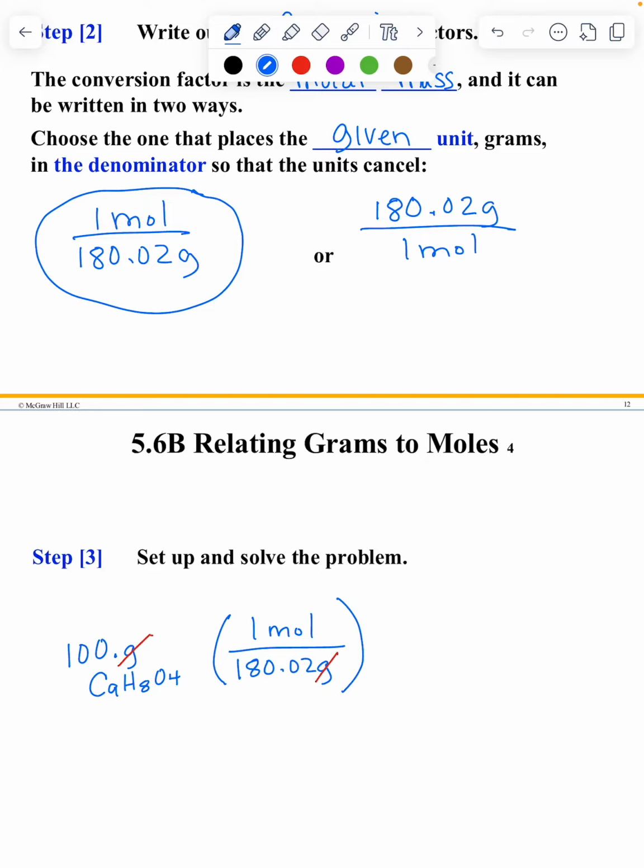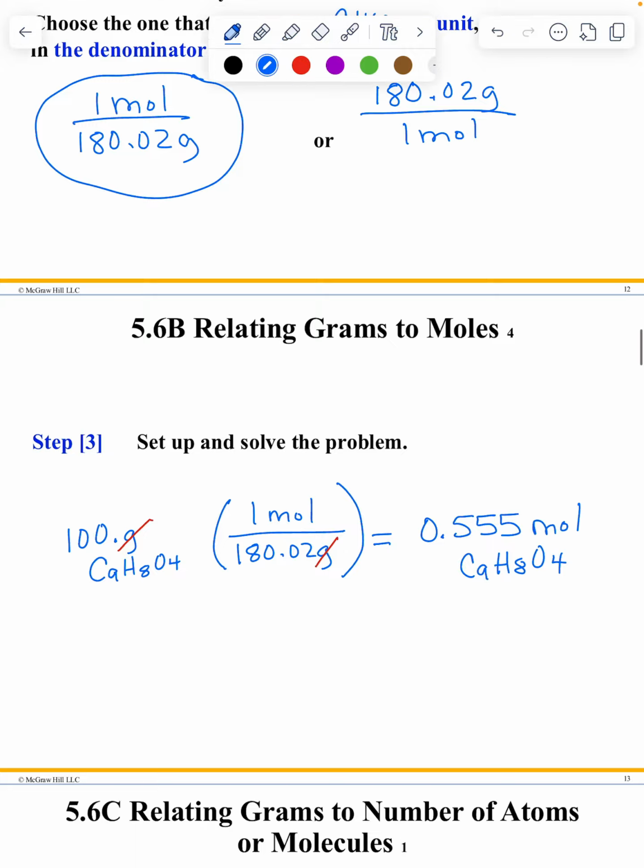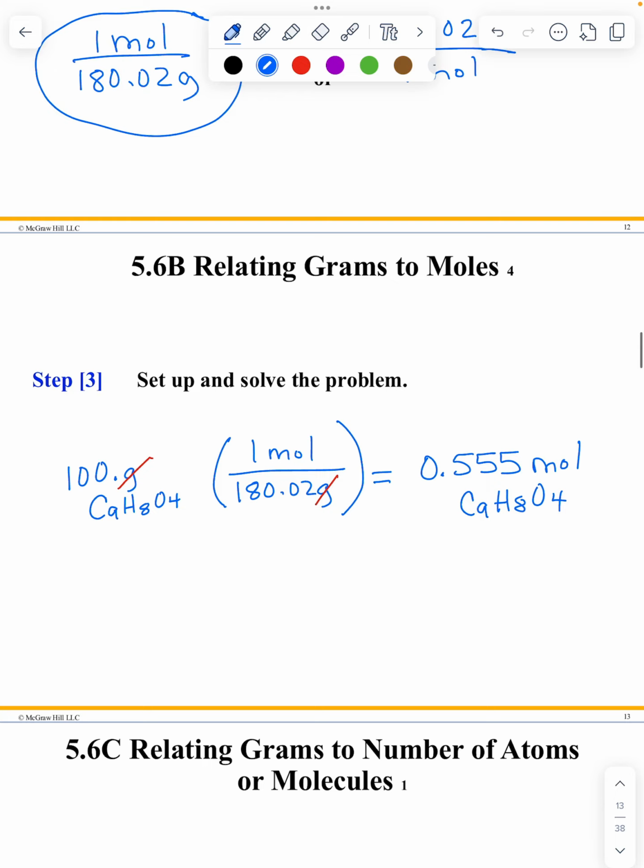Then we would do the math, and we would round our answer to the 3 sig figs that we determined earlier. So 0.555 mole of aspirin, C9H8O4. We set up this conversion so that we could change the unit from gram to mole, and this would be your final answer.